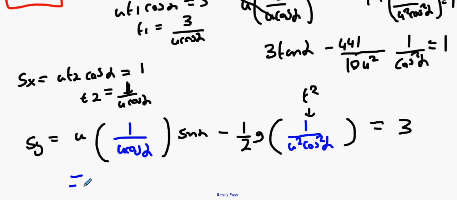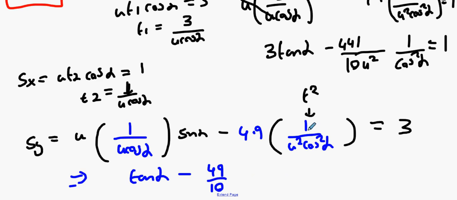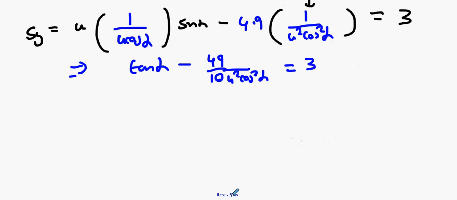It's going to be tan alpha. And then we're going to change the half g into 4.9, because no use for g at the moment. So 4.9 is 49 over 10, so it's going to be minus 49 over 10, 1 over u squared cos squared alpha, equals 3. Everybody cool with that? Now, what are your options?